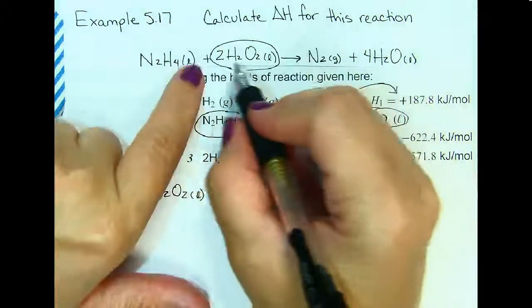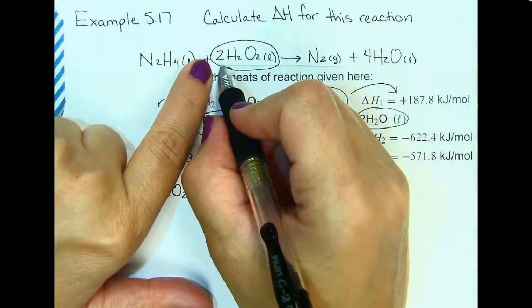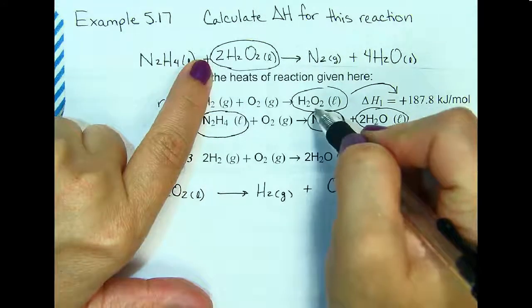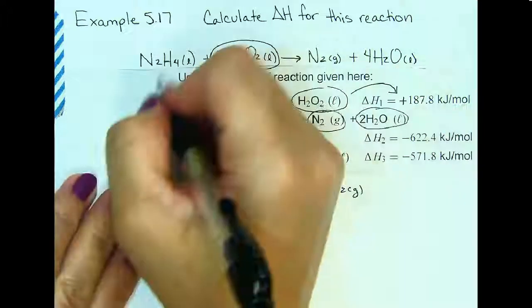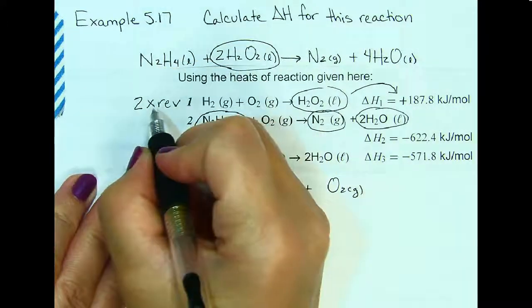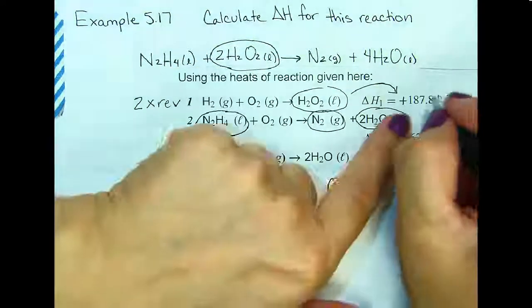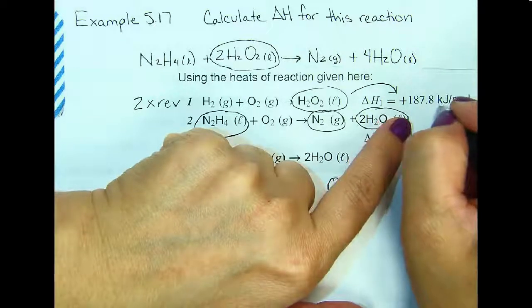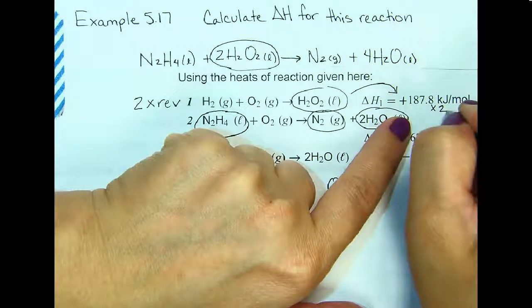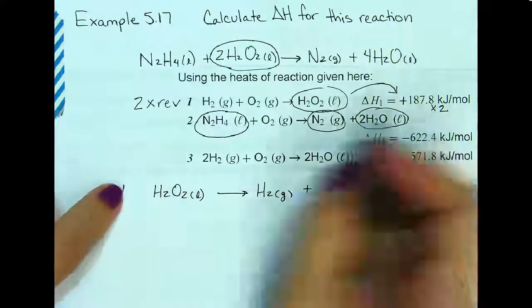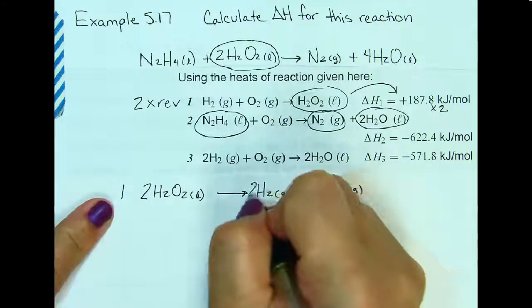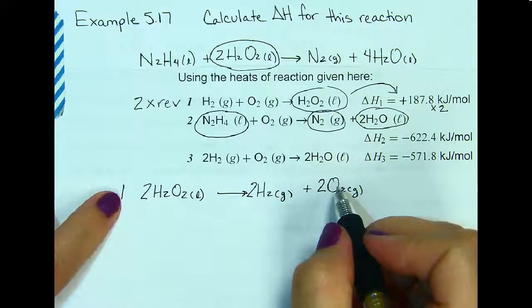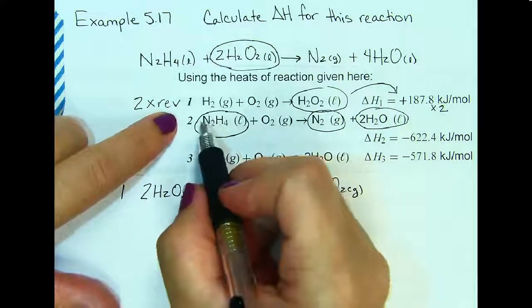We're also going to note one other issue. This has a coefficient of 2, this has a coefficient of 1. So I also need to multiply all the coefficients by 2. So that means that this delta H is going to also be times 2 when we use it in our calculations. So here we should have coefficients of 2 going all the way across the equation.